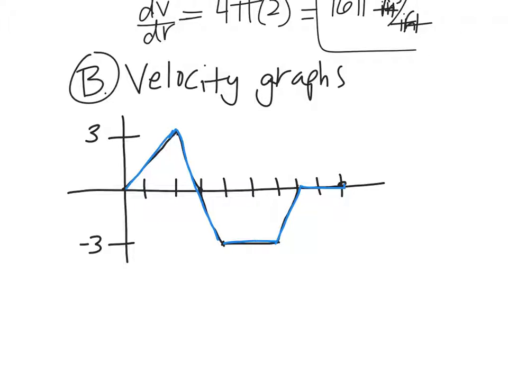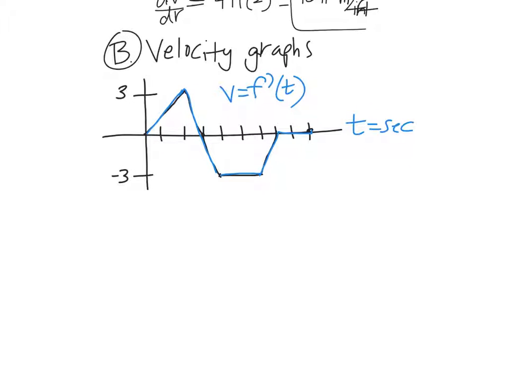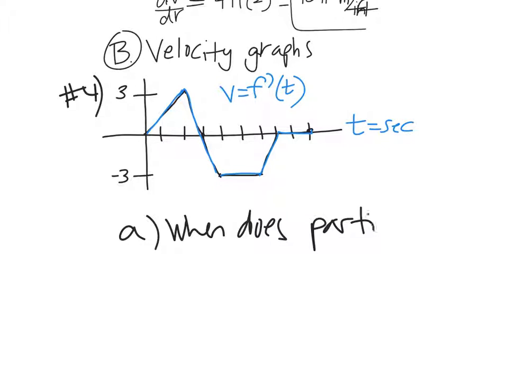So this is the velocity graph. This is v equals f prime of t, and t is in seconds. All right, so here are our questions. Letter A. Oh, this is number 4, I think. They're very interesting. So this is a velocity graph. This is not a motion graph, okay? So the question is going to be, when does the particle move forward?